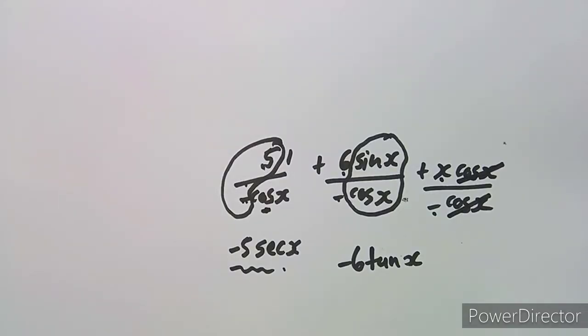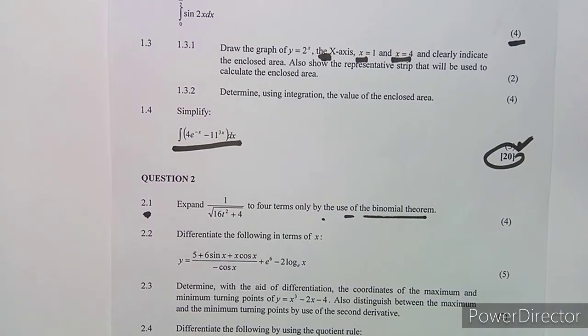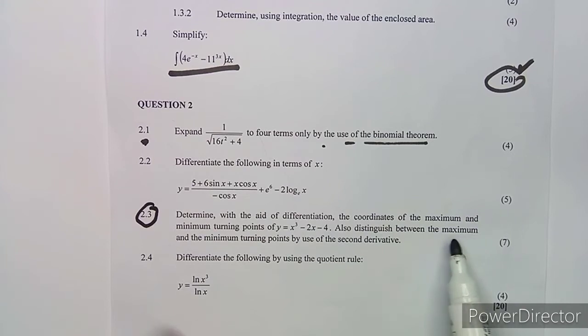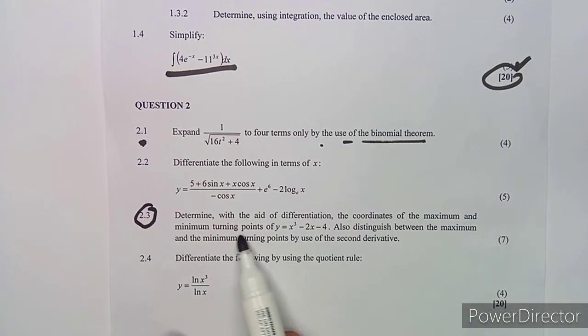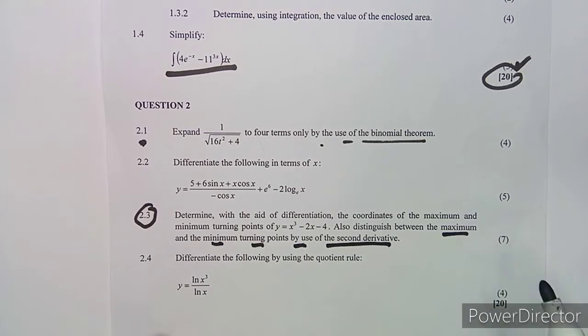That's it, guys. So as you can see, these questions will be pretty much direct to the question, and so forth. Determine with the aid of differentiation on question 2.3 the coordinates of the maximum and minimum turning points of this curve. Also distinguish between the maximum and minimum turning points by the use of the second derivative.